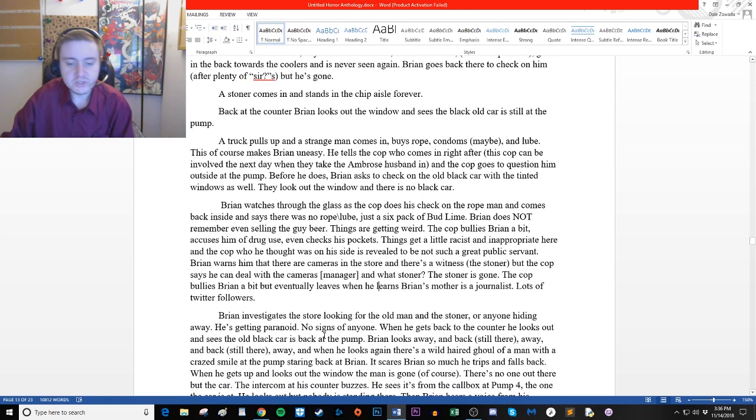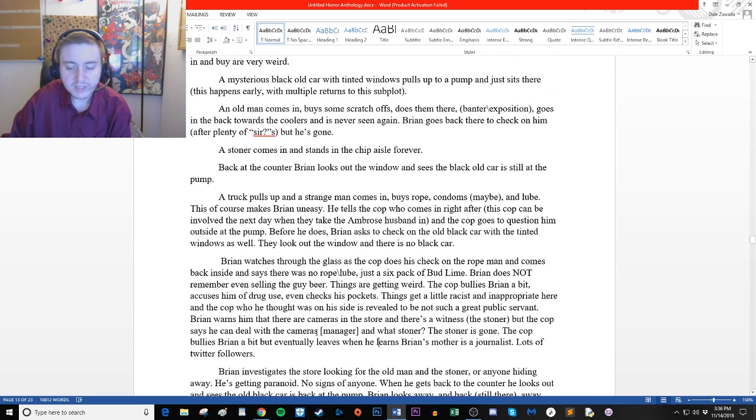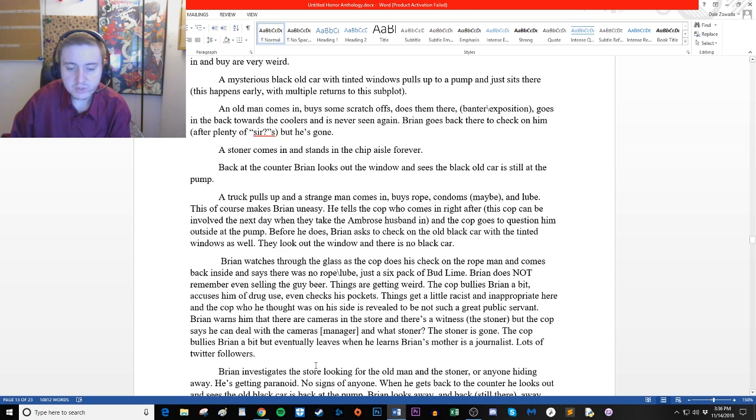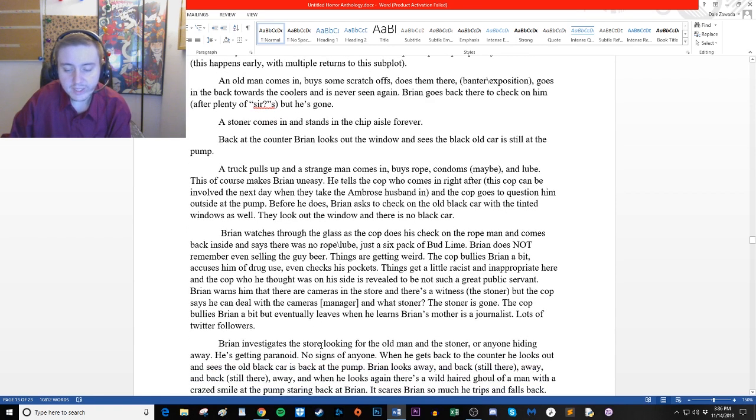Brian investigates the store, looking for that old man in the store. Where is anyone? He's getting paranoid. Of course, no sign of anyone. When he gets back to the counter, he looks out and sees the old black car is back at the pump. Son of a gun. Brian looks away and back. Still there. Goes to his book, his textbook, and he's got to look back. Of course, it's still there. Damn son of a gun. And he does it again, and he looks back.